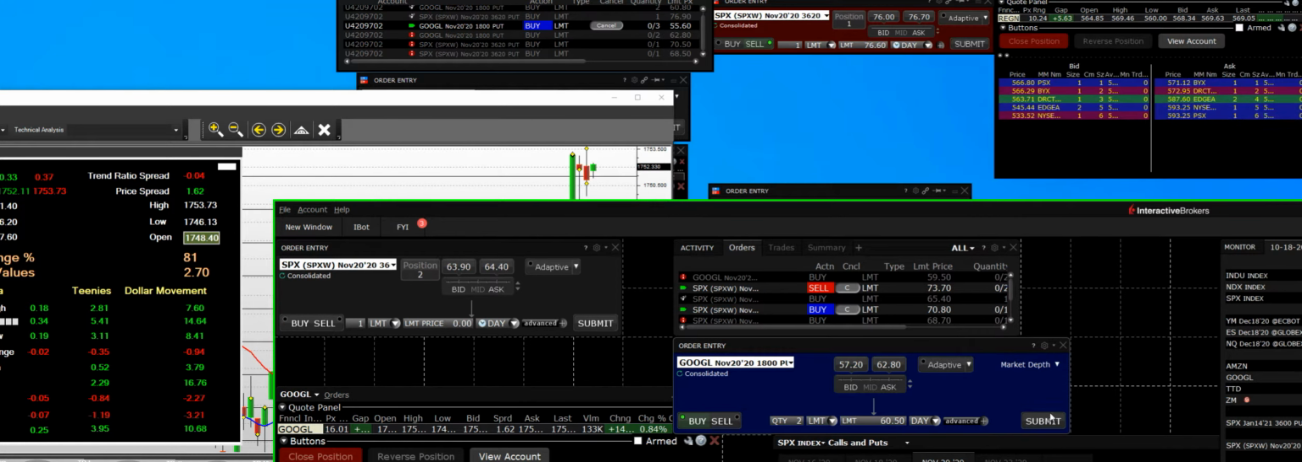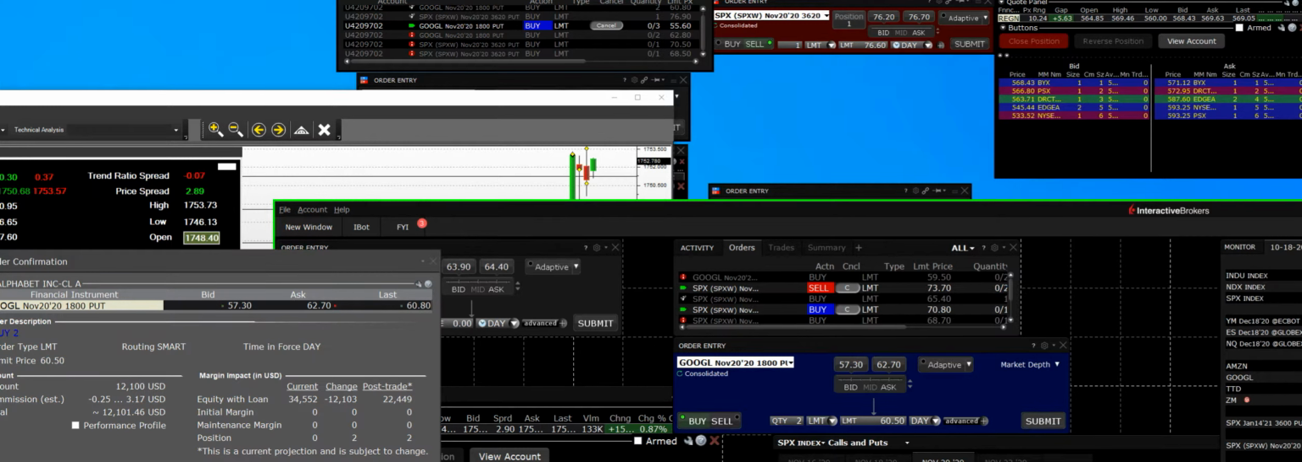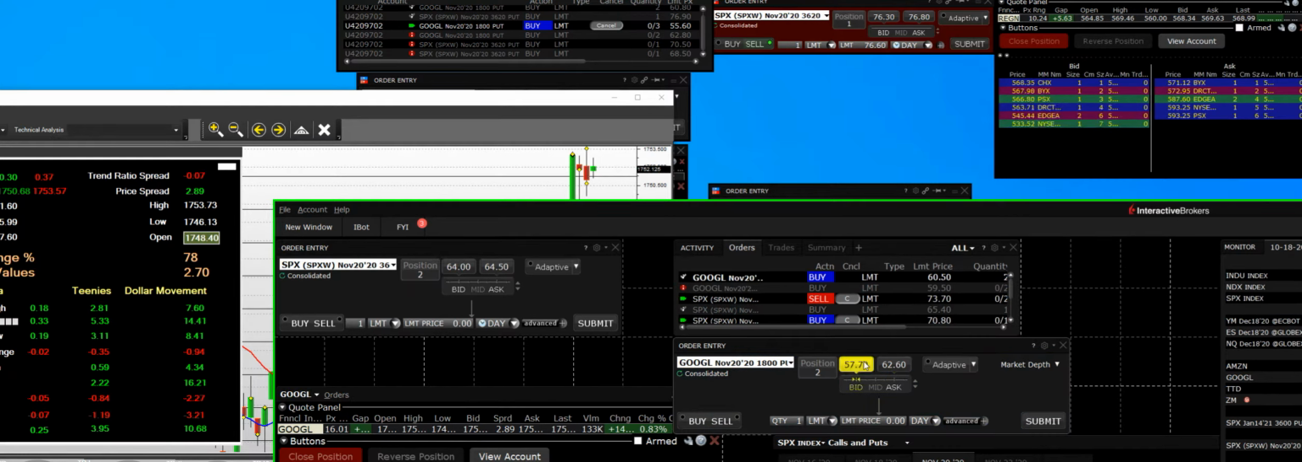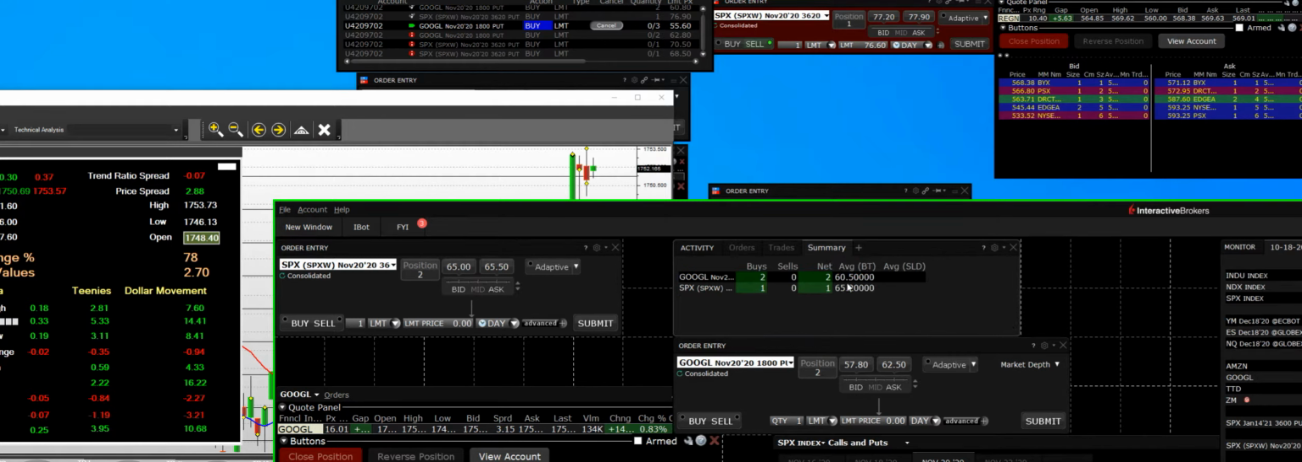I'm going to see if I can't get hit, make the market only on two contracts, and I got billed. He's 62.60, and I just got billed at, we can see it right here. I triggered that bot. So, right there on Google, 60.50.